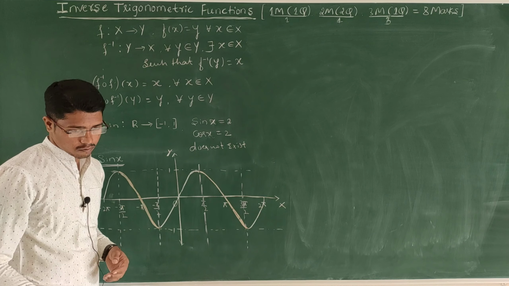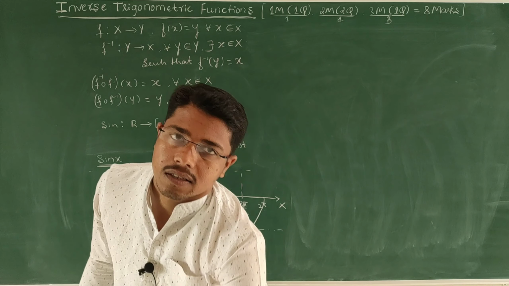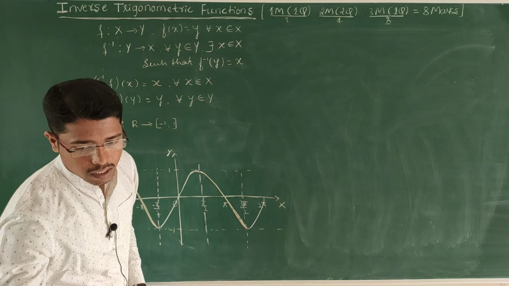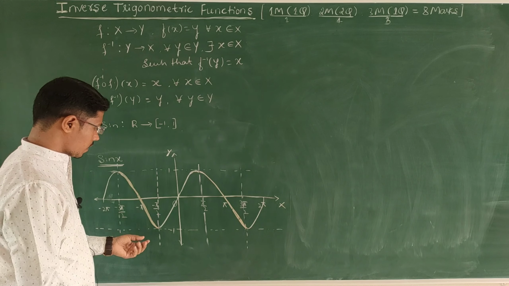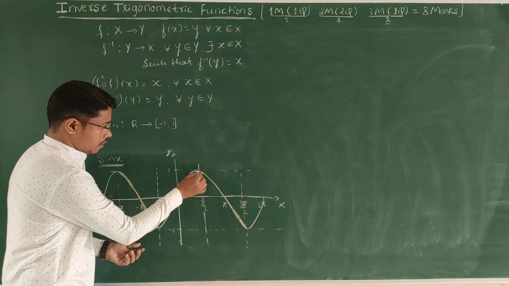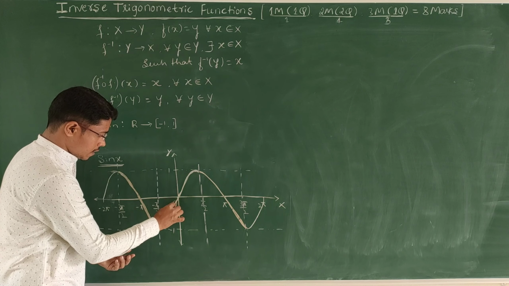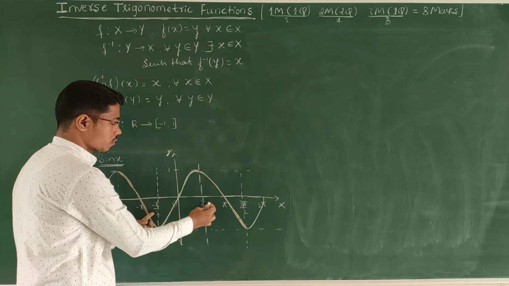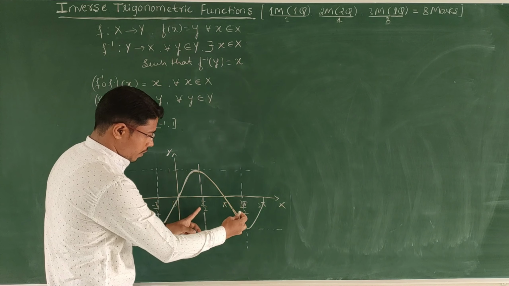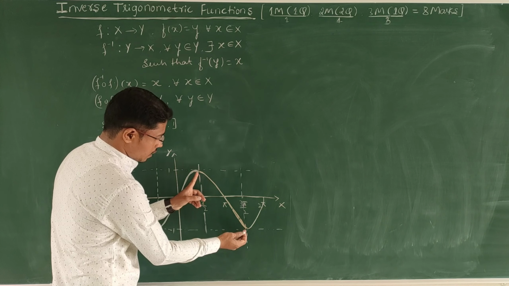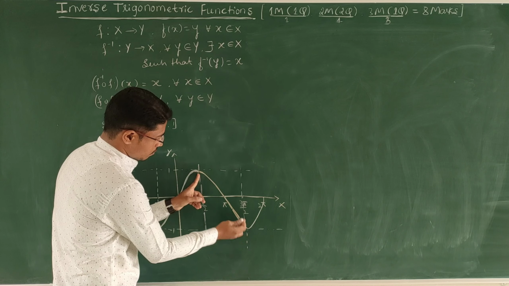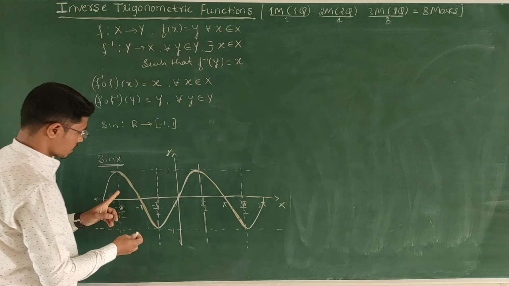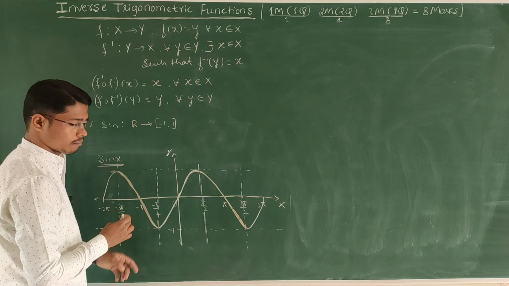Therefore now I will define sine inverse. First I will draw the graph of sine inverse. Before that, see, sine will be invertible in this range, minus pi by 2 to pi by 2, and pi by 2 to 3 pi by 2, only this colored region. Observe the graph from here to here, and this minus 3 pi by 2 to minus pi by 2.